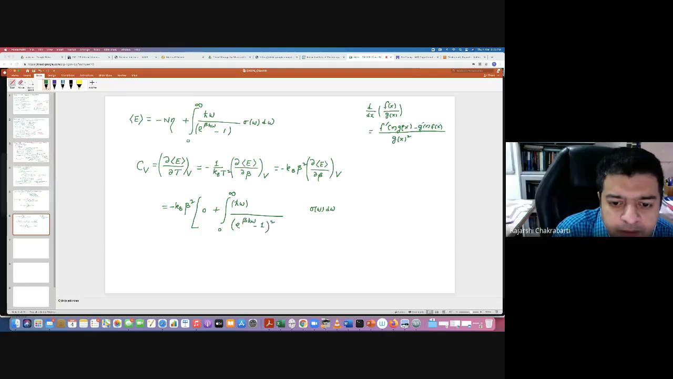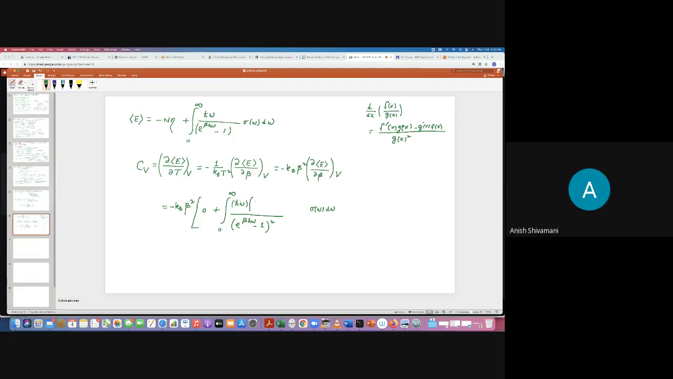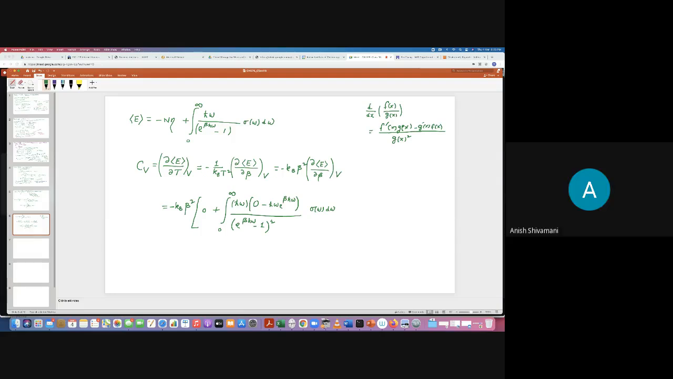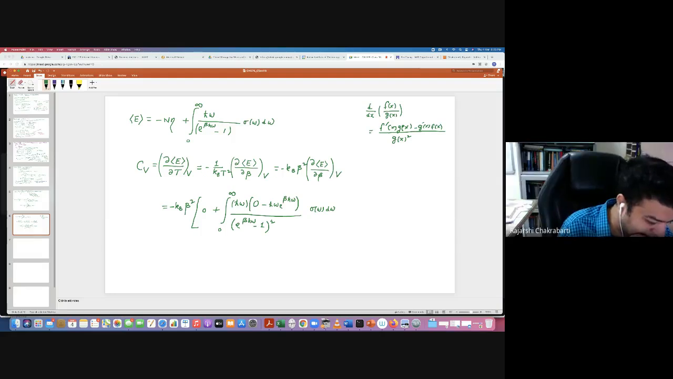Whole square. What is the first term? First term is going to be the derivative of f. Now f is what? f is 1 actually, isn't it? Yes. It is 0. Minus the derivative of this. It will be what? With respect to beta, it will be h cross omega. I think this is how it is, isn't it? Because the derivative of 1 is 0. Yes. Just tell me whether I have done anything wrong. I don't think I have done anything wrong.